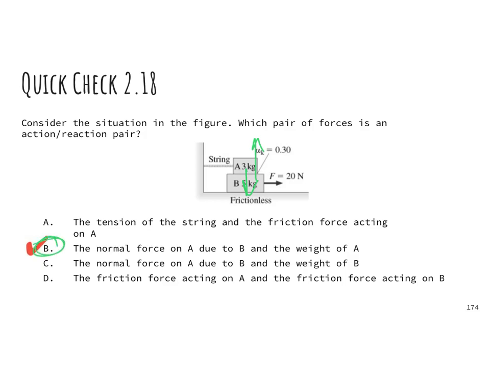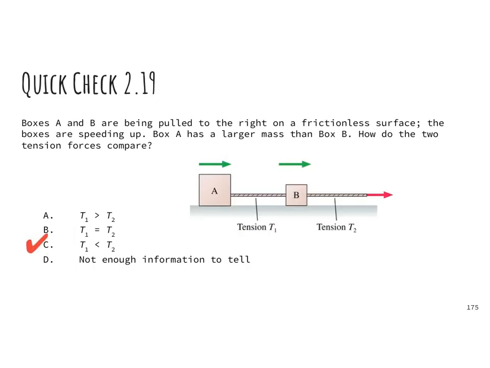Taking a look at the other ones: the tension of the string and the friction acting on A. The string is pulling on A, so the action-reaction pair would be A pulling back on the string. So that one's not it. The normal force on A due to B and the weight of B. B pushes up on A, but then B also goes down. That's not an action-reaction pair. And finally, the frictional force acting on A and the friction acting on B. Those are two different objects, so it's not an action-reaction pair either.